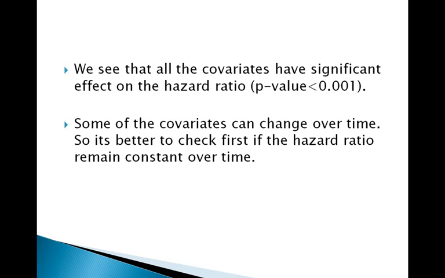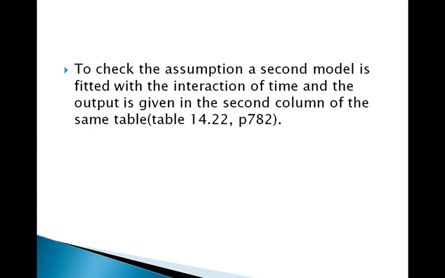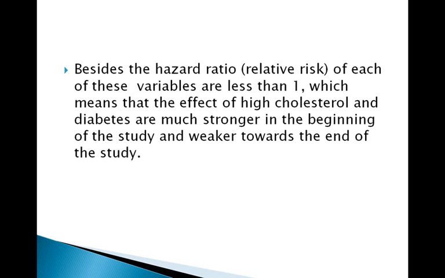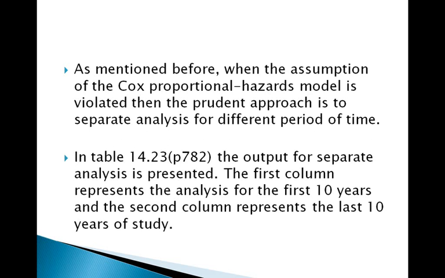Some of the covariates, though, we know can change over time, so we want to check first to see if the hazard ratio itself remains constant over time. To check the assumption, a second model is fitted with the interaction of time and the covariates, and that is the second column of the same table, 14.22. We see there is an interaction between time and cholesterol, and also an interaction between time and diabetes. Both of these are significant. Besides, the hazard ratio of each of these variables is less than 1, which means the effect of high cholesterol and diabetes is much stronger at the beginning of the study and weaker towards the end.